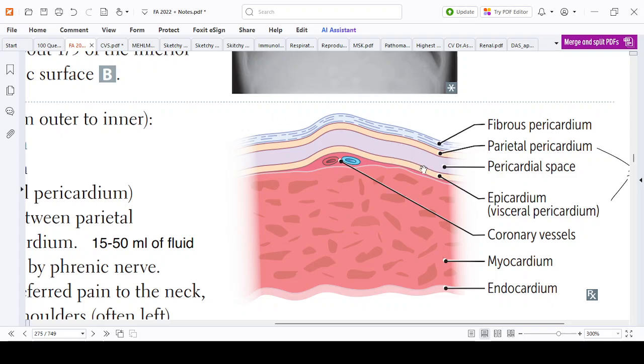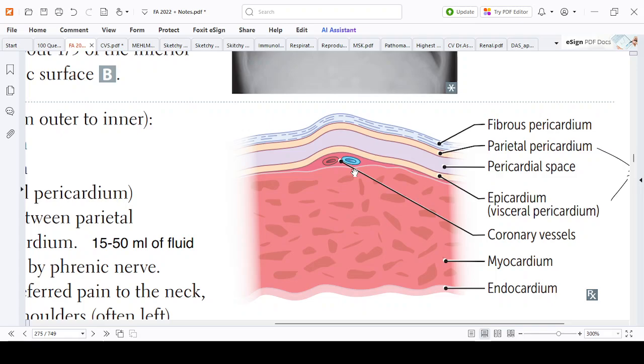Also, another thing is that the pericardium is basically innervated by the phrenic nerve, and in pericarditis the referred pain is towards the neck, or both shoulders or arms. So it's basically referred pain: neck, shoulder, and arms. If you look at this epicardium, it's the site of the coronary vasculature. It receives the largest blood flow, and the subendocardium receives the smallest amount of blood.